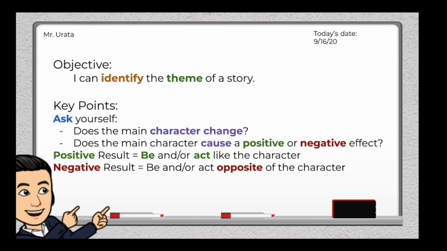Say this with me. I can identify the theme of a story. Let's say it one more time. I can identify the theme of a story.